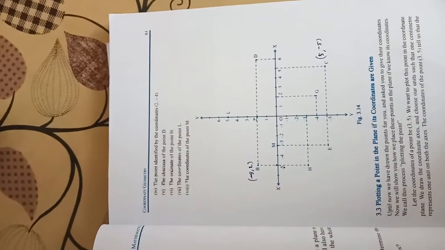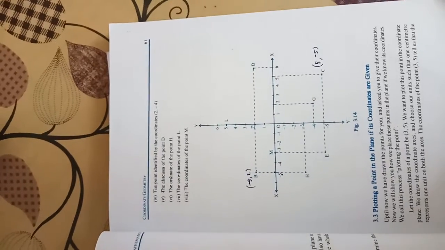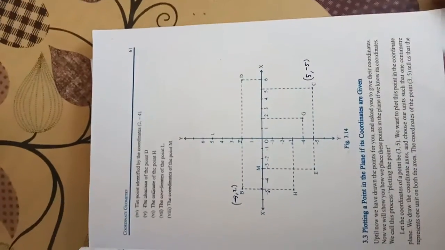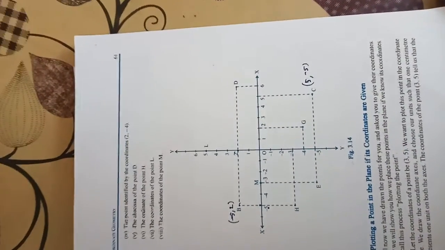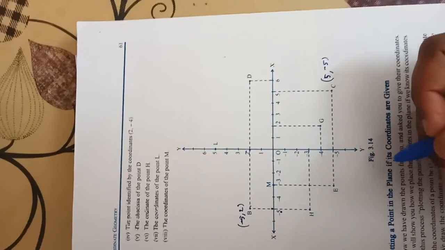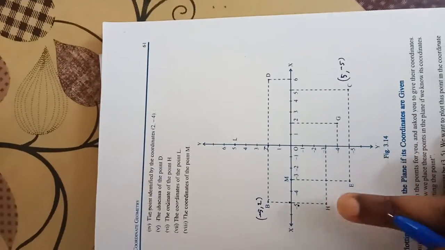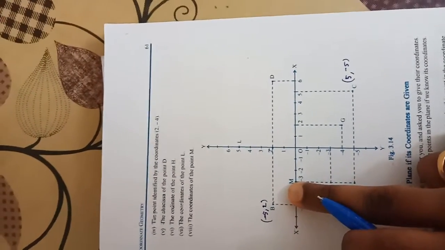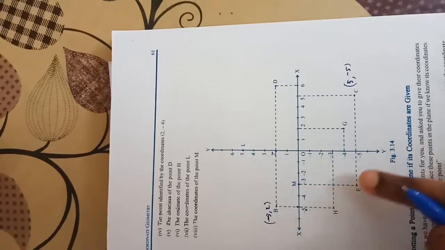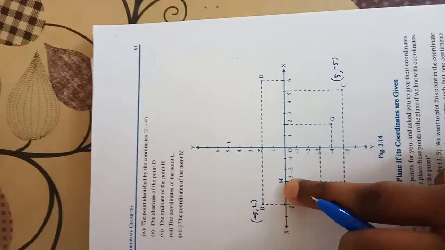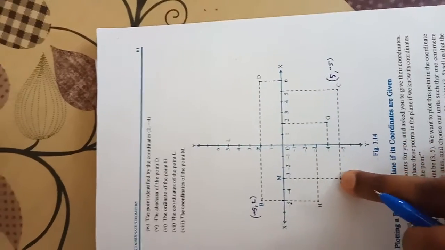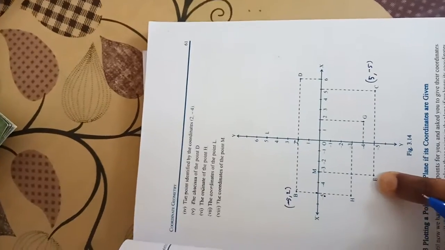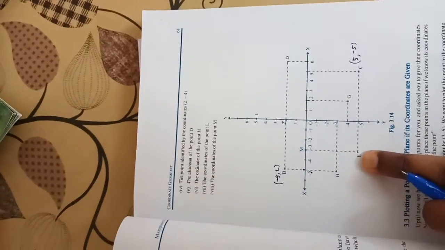Next question, the point identified by the coordinate -3 comma -5. Where is -3 comma -5? -3 comma -5 means it should come here, third quadrant. Both are negative. -3, that is x-axis, and -5, it should come on y-axis. So -3 comes here and -5 comes here. The meeting point is E. So the point identified by the coordinate -3 and -5 is point E. Answer is point E.